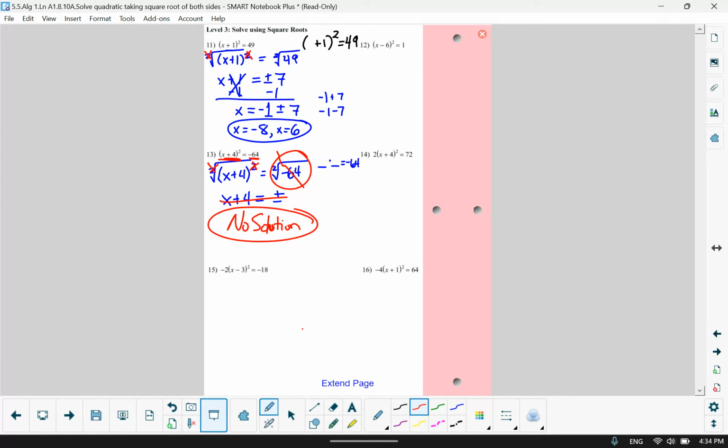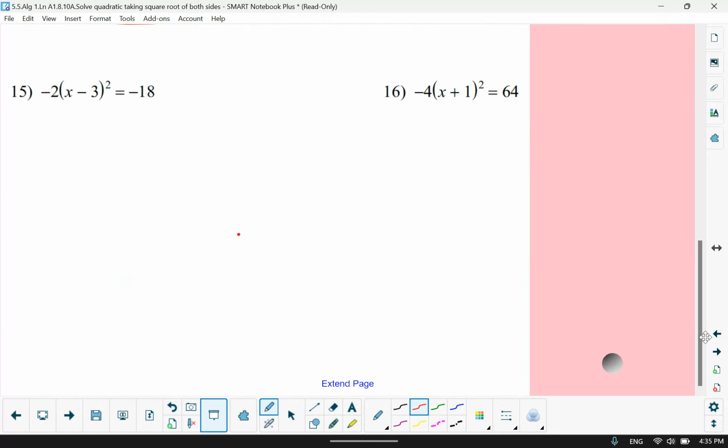Let's finish up with number 15, please. And you might be tempted to say, hey, Mr. Callan, look at this. Something times itself equals negative 18. This is going to be no solution, right? Well, we do have a product of two amounts, a negative 2 times the square of x minus 3. So I'm going to eliminate that multiply with divide. I'm going to divide both sides by negative 2, and perhaps you can already see where we're heading.